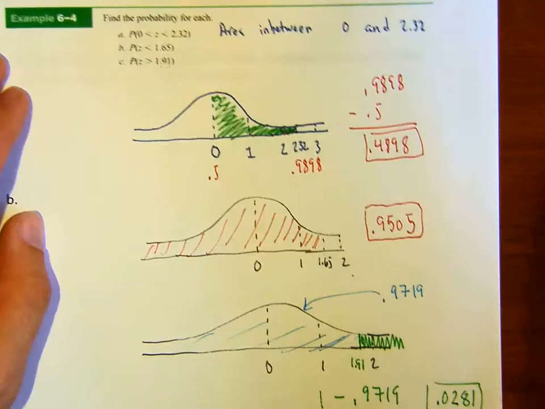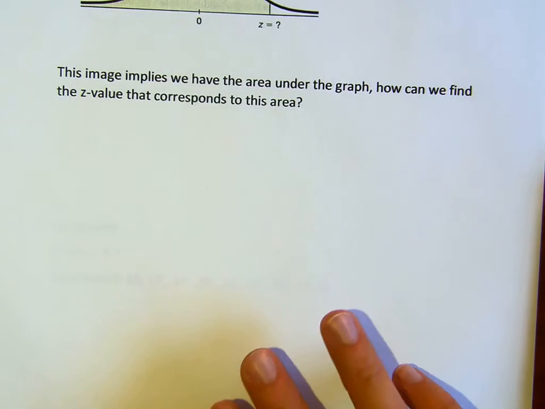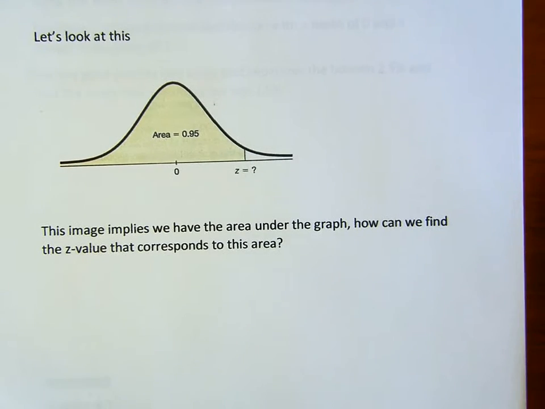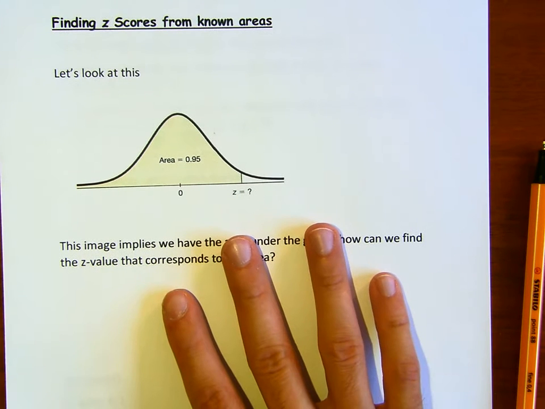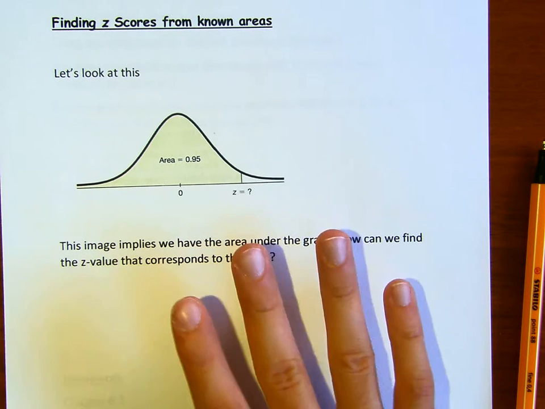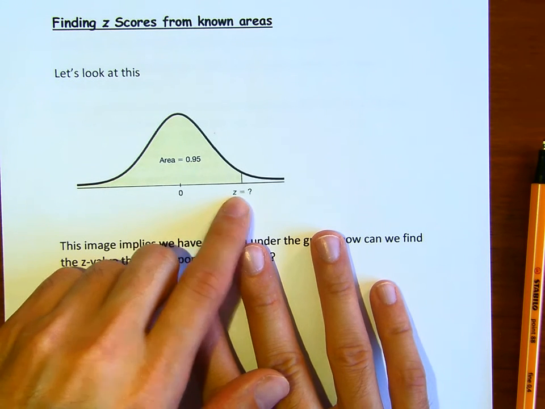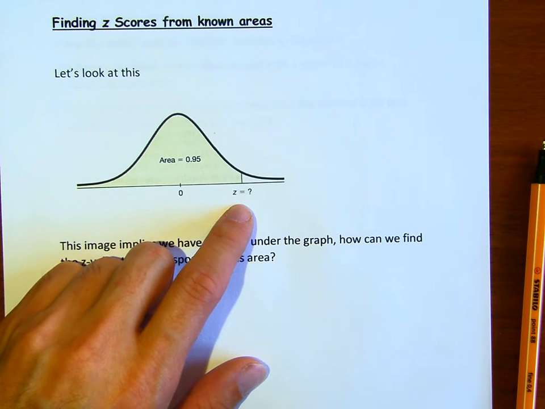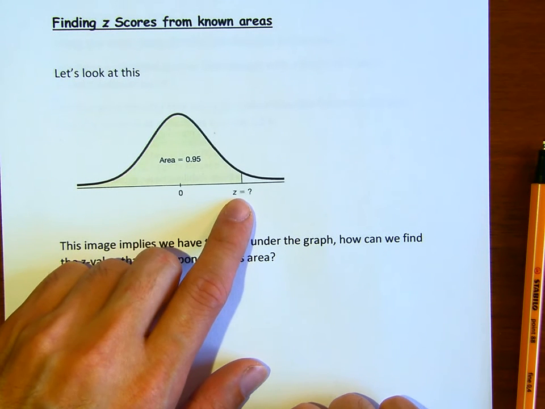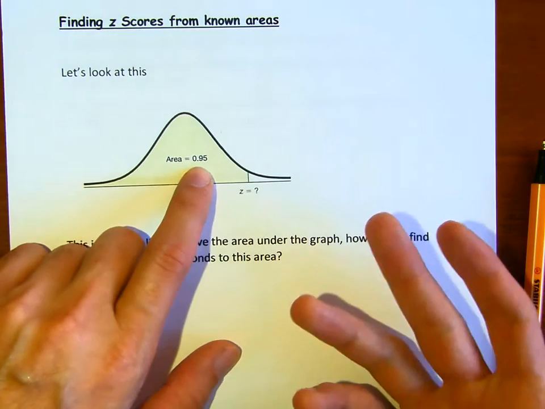Whew, okay, almost done. The last part is really not too bad. It's very short. What this question is asking us is finding z-scores from known areas. So let's take a look at this. If you know the area to the left of this z value is 0.95, and we don't know what the z value is, which corresponding z value has an area left of 0.95, how would we find out?